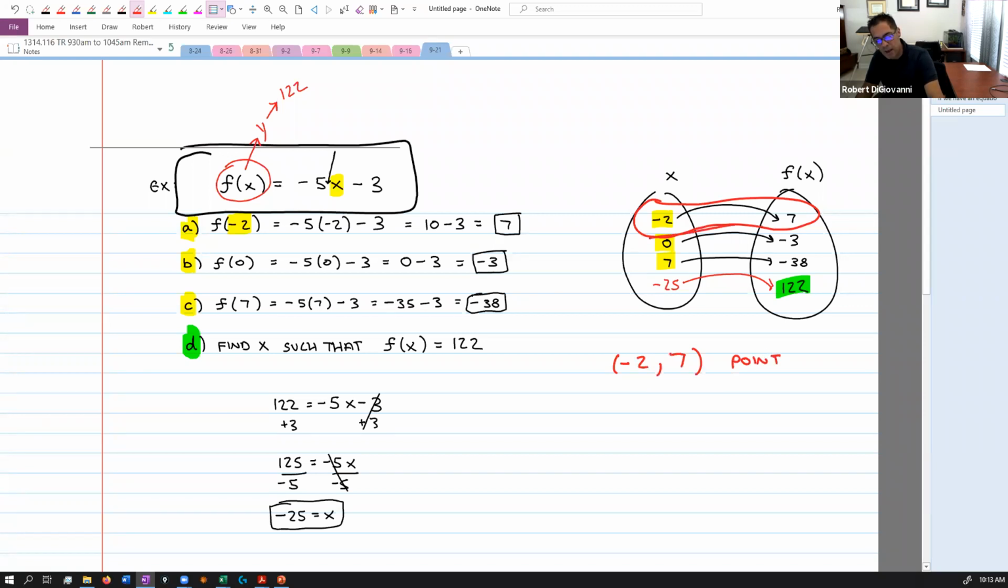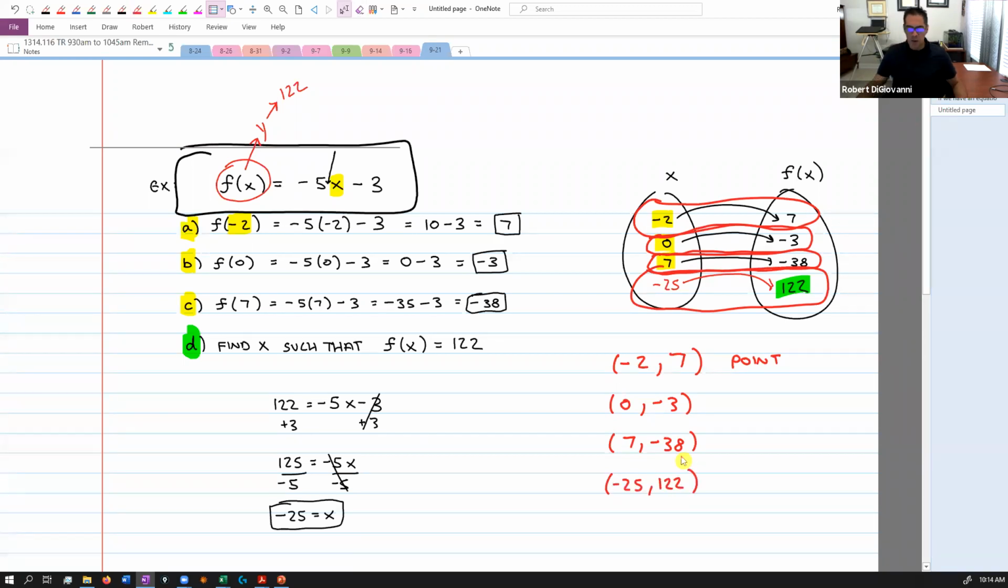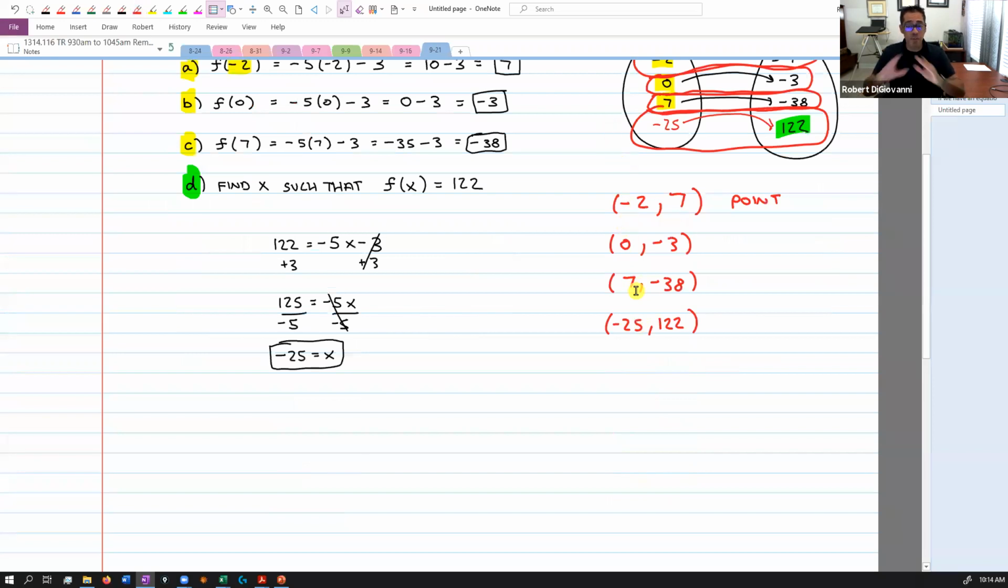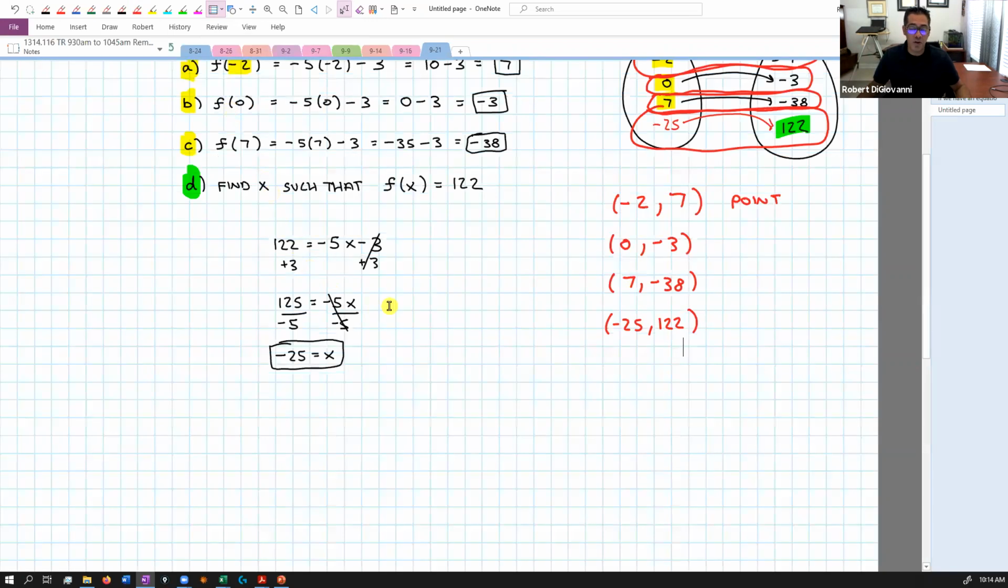The next one I have is 0 went in, and then negative 3 went out, right? That's another point. And then I could do the next one, 7 and negative 38. And then the next one, negative 25 and 122. So if I started to plot all these points on a grid, I could get an idea of what the function looks like visually. So I'm going to try and do that right now.